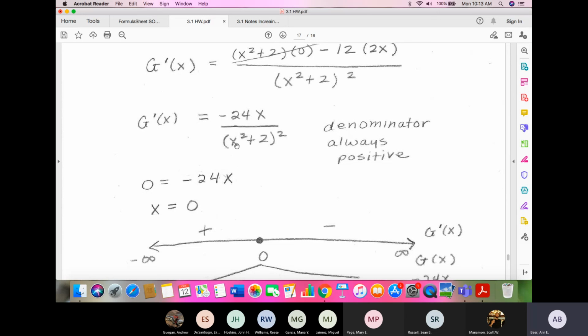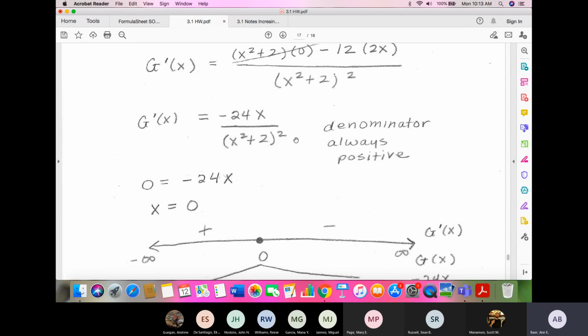What you will notice is this entire denominator here is always positive. You can take any real number and square it. The worst case scenario you're going to have is 0 squared, which is 0, plus 2, which is 2, and then square that to get 4. That's the worst case scenario. The denominator is always positive. Why do I say that?